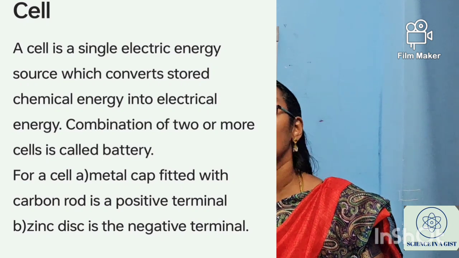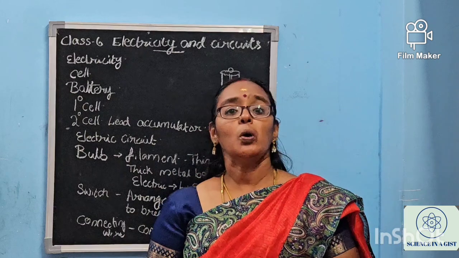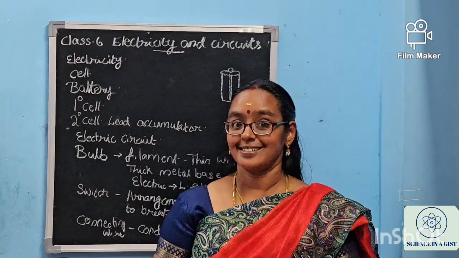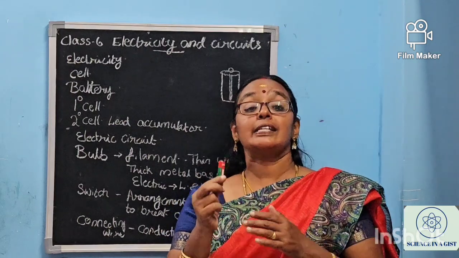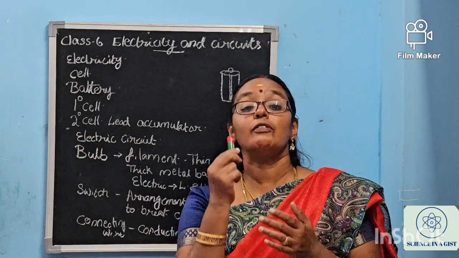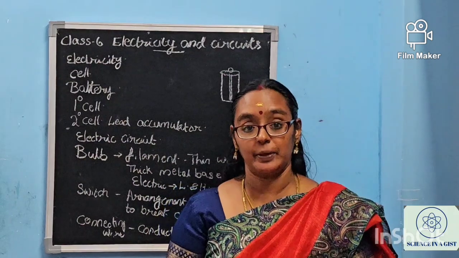This cell is said to be the primary cell, or we are saying it as the dry cell. So, is there a secondary cell? Yes, secondary cell is also there. Primary cell and the secondary cell are different. See, when the cell is working for a long time, the cell will be dead, right? The cell will be dead, means it will not function anymore. So, what will we do?